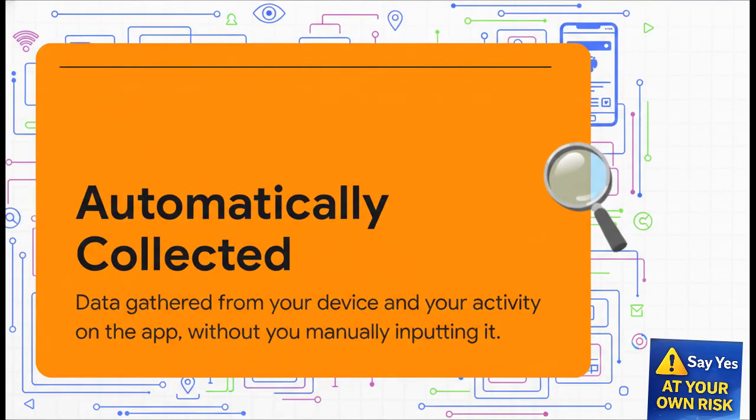Right, next up, let's talk about what's happening in the background. This second bucket, which the policy calls automatically collected information, is all the data the app gathers just from you using it. You don't have to type or upload a thing for this to happen.